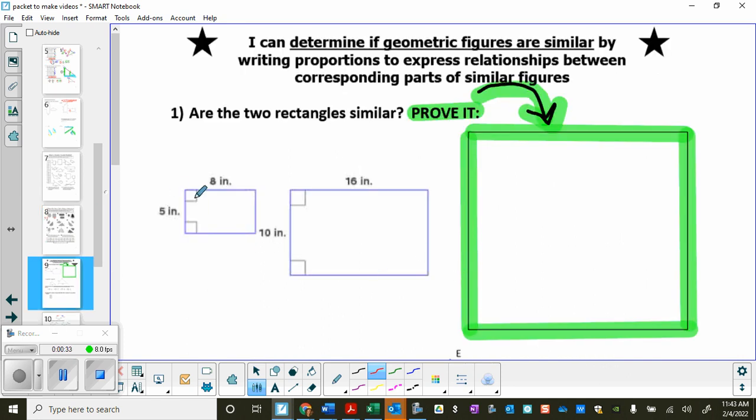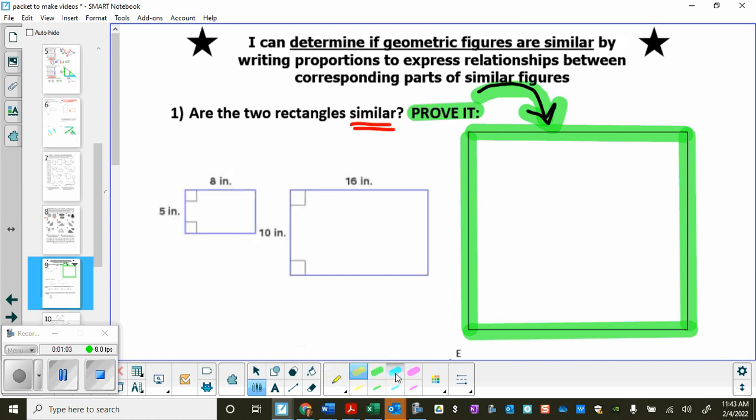And now we're looking at shapes that have all the dimensions labeled, and we're just trying to see whether or not they are similar. And if so, we should be able to prove it with some proportions. So the I can statement for today is I can determine if geometric figures are similar by writing proportions to express the relationships between those corresponding parts. Now that's a lot of words, and this is a fancy way of saying we're just going to write a proportion and match up the sides, and when we cross multiply, see if they're equal.